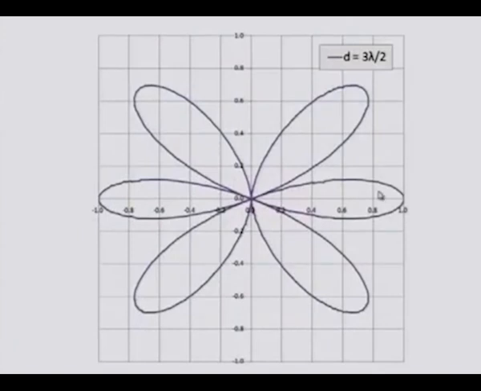6 overall lobes. There is a lot of sound getting emitted in 0-degree direction and also in 180-degree direction, but there is also sound getting emitted in 45-degree, 135-degree and so on and so forth. Now, let us compare this pattern with the case when we replace these two sources by a distributed source whose overall width is 3 lambda over 2.